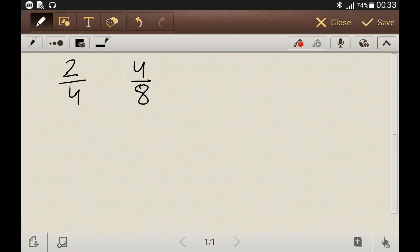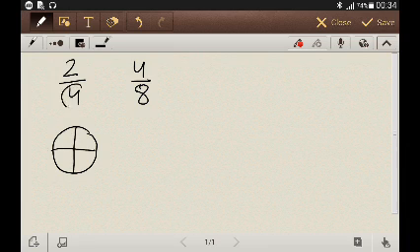That means if you have this pizza and you split it into 4 parts, because the denominator in here shows 4, and you have eaten 2 of them, 2 parts, you would eat half the pizza.